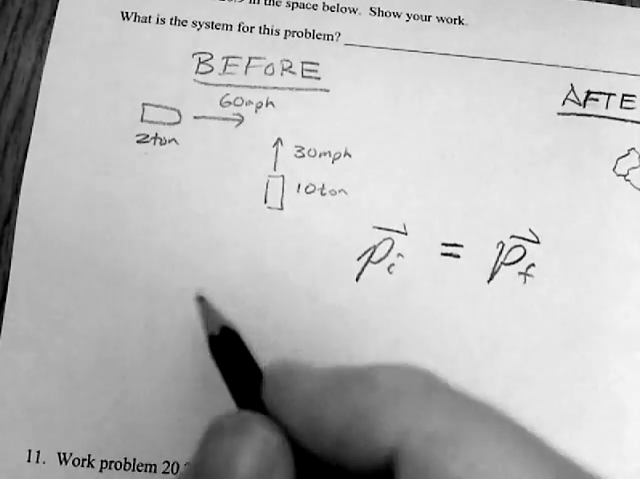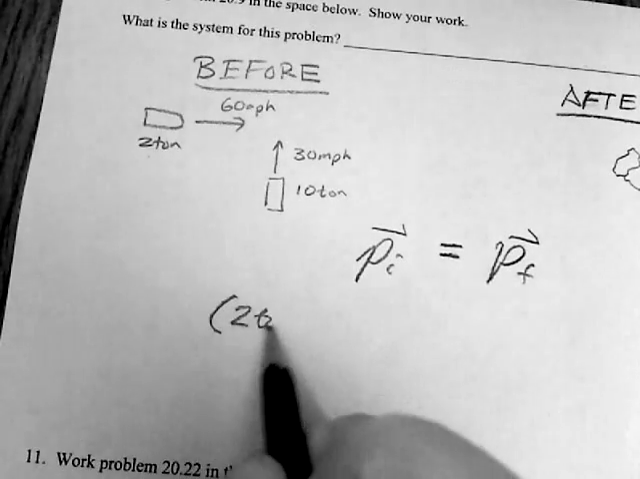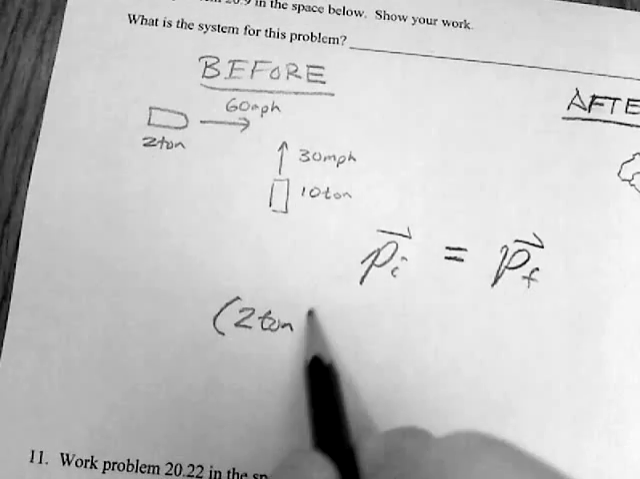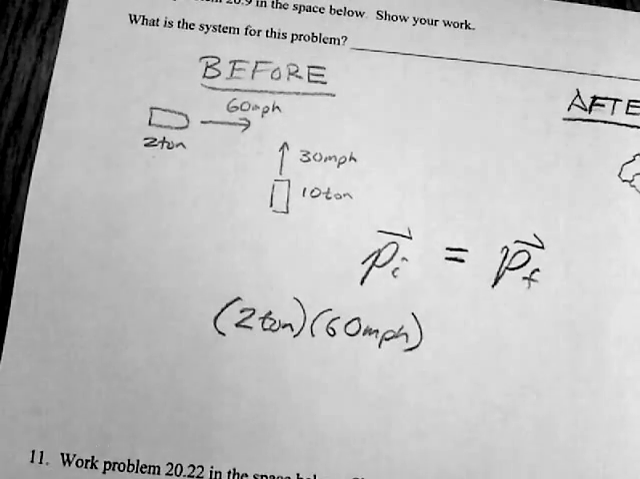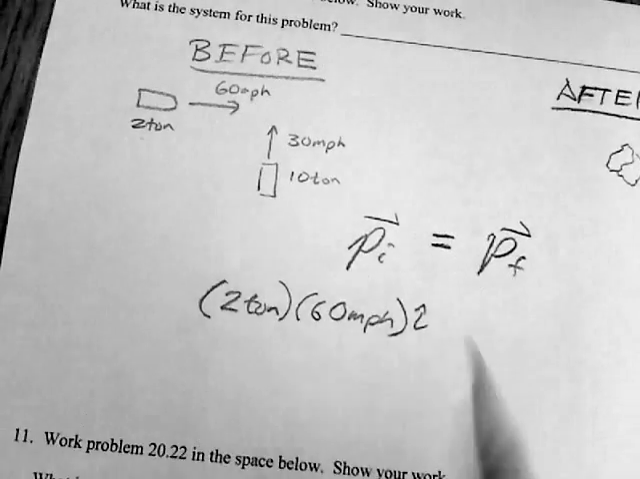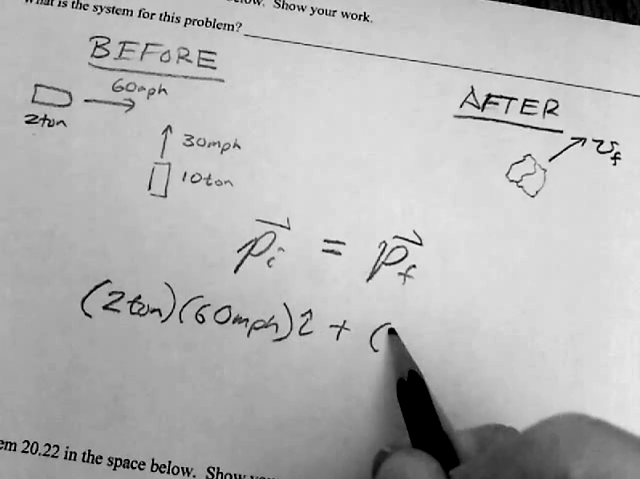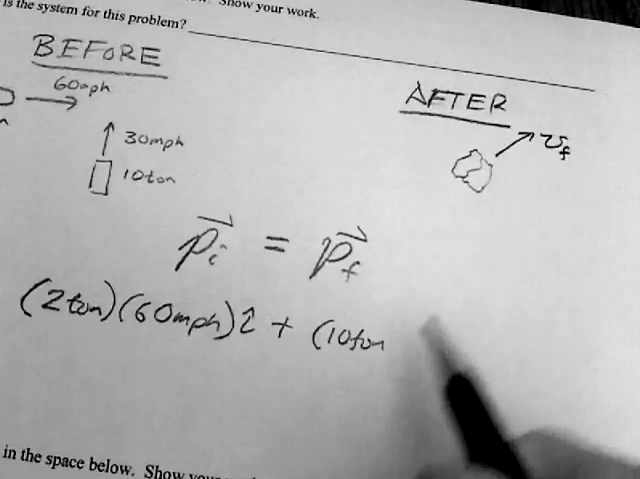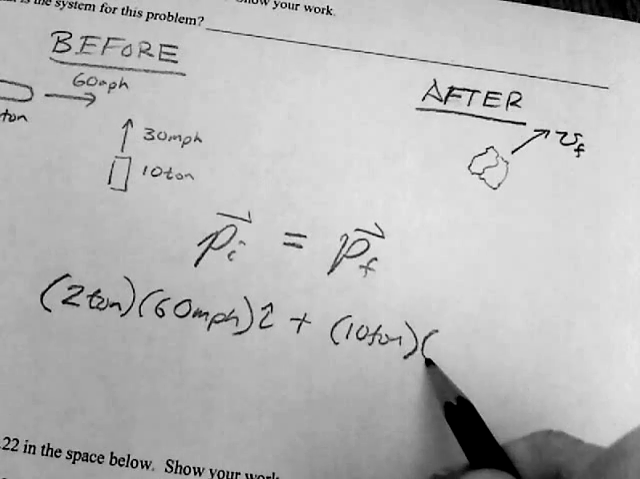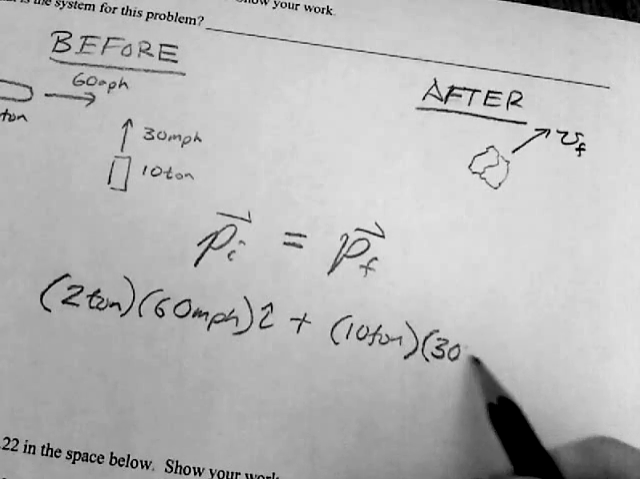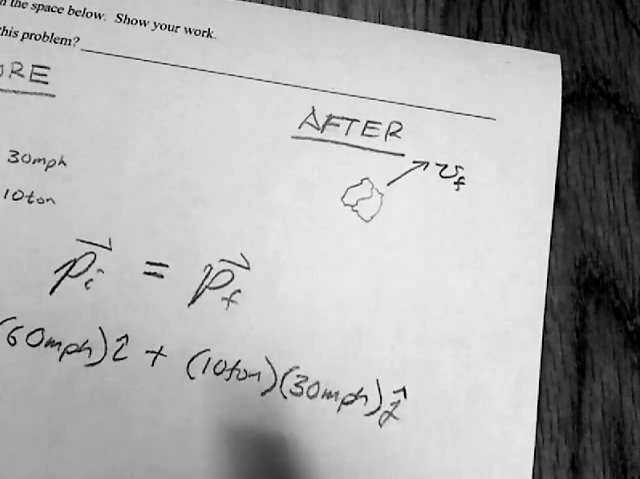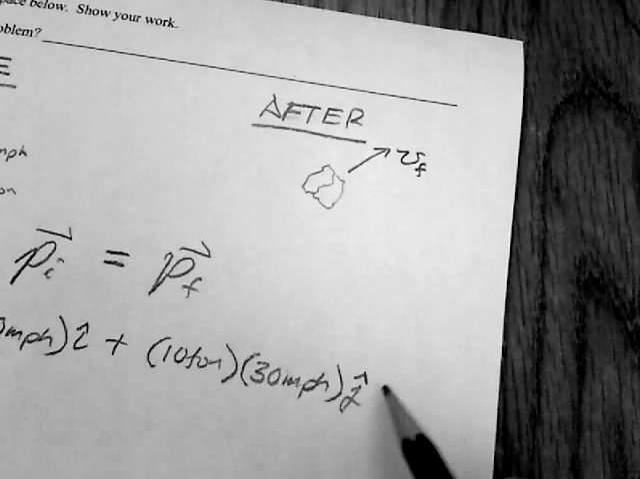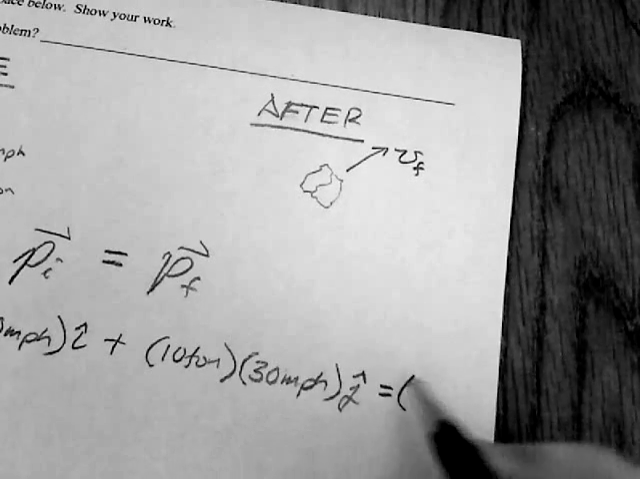This is the one problem in which you will have to look at the vector nature of momentum. So we use i hat to indicate this one is moving in the x direction. We'll say that the 10-ton vehicle is moving at 30 meters per second in the j hat direction. All of this, by the way, is just the initial momentum.